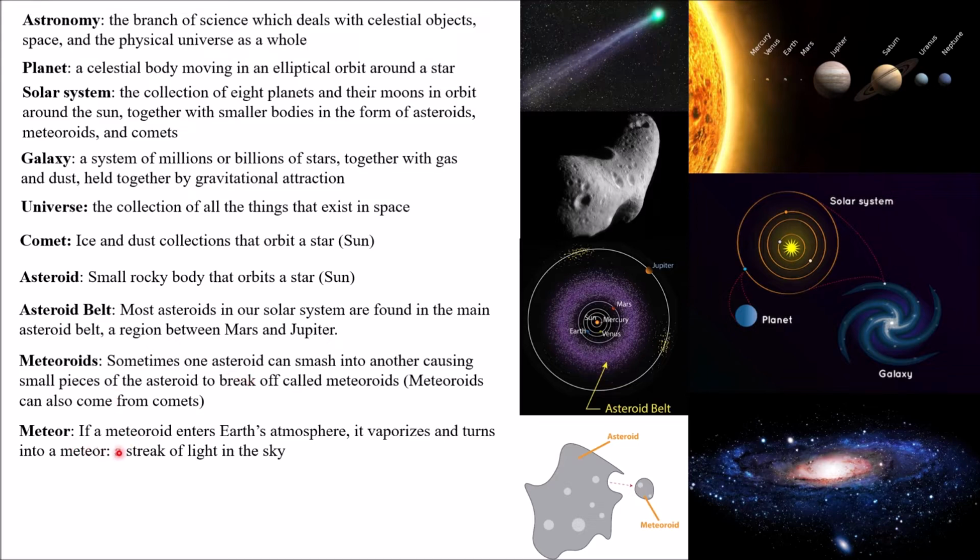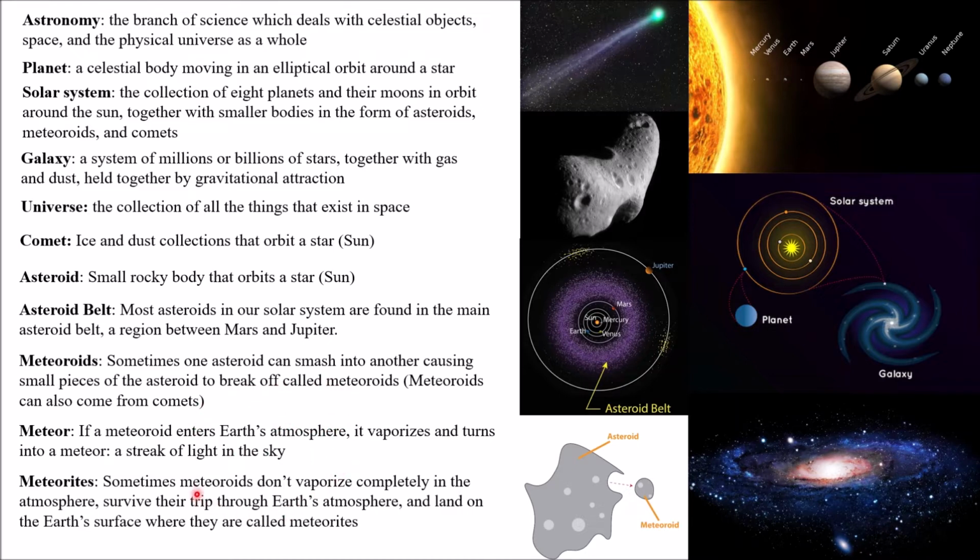And then we have a meteor if it enters Earth's atmosphere and vaporizes. And we also have meteorites, and so sometimes they don't vaporize completely, and they survive that trip, and they land on Earth's surface, and so we call them meteorites here on Earth.